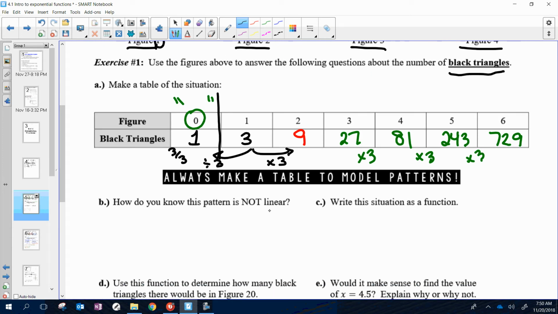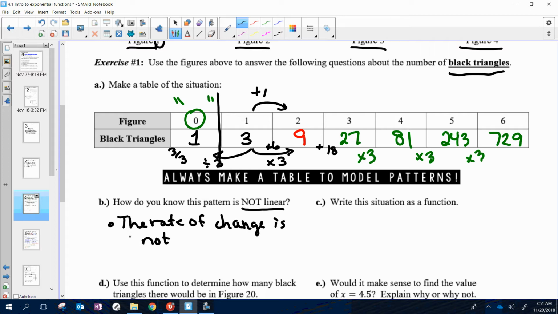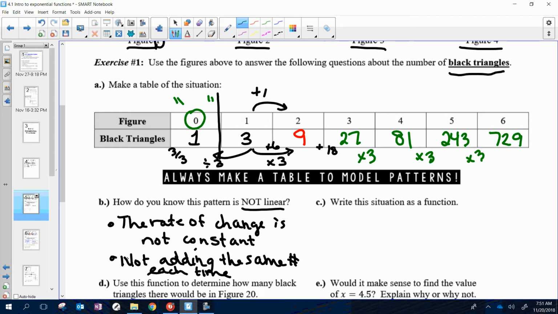How do you know this pattern is not linear? Well, if it was linear, there'd be a constant rate of change. So if you look at the jump of 6 and then the jump of 18, you can see that, as these are going by 1, there's not a constant rate of change. So the rate of change is not constant. Also, you're not adding the same number each time.